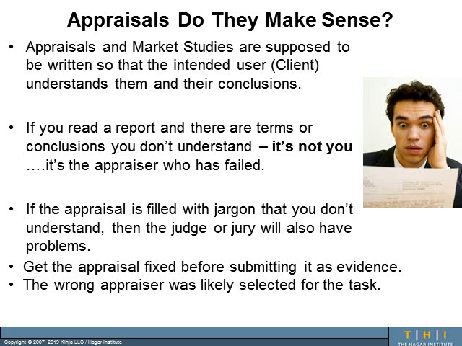These things have to be written in such a way that not only do you, the attorney, need to understand them, the client, the property owner, but also a judge and a jury that's out there if they get to look at these. So if you read through an appraisal that you have ordered or is produced from the other side of this argument, read it through, and if you don't understand it, get it fixed before submitting it as evidence. And if it's still difficult for you to understand, maybe you selected the wrong appraiser for your side of this argument.